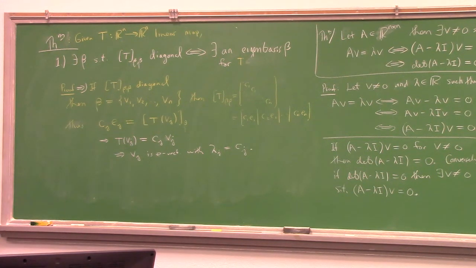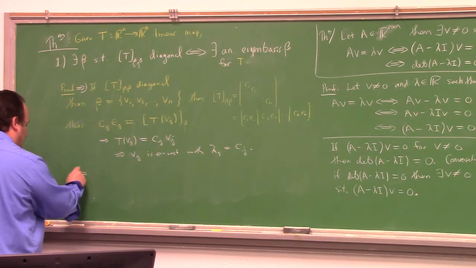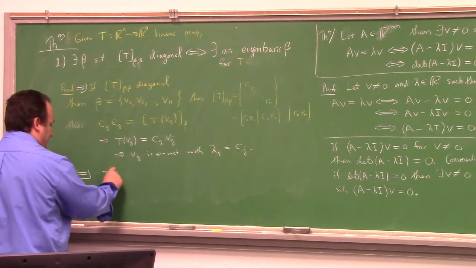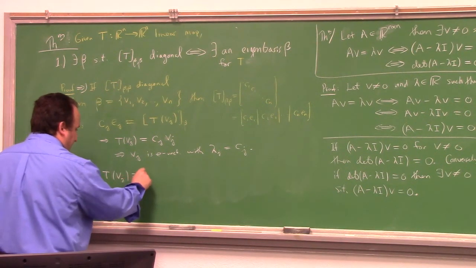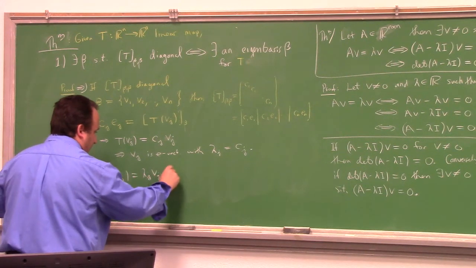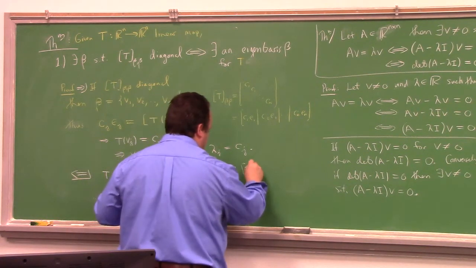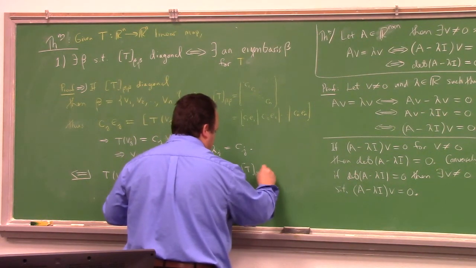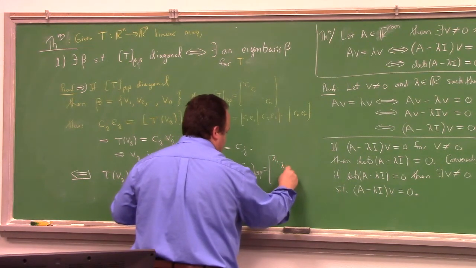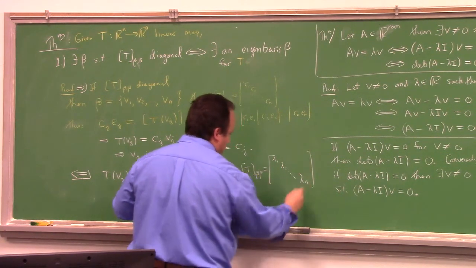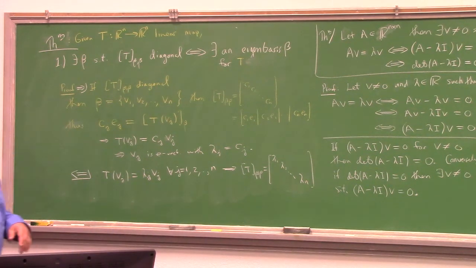And then, of course, the other direction is almost the same thing. If you have T of vj equal to lambda j vj for all j equals 1, 2, through n, then that implies that the matrix of T with respect to the beta basis is in fact equal to diag(lambda 1, lambda 2, ..., lambda n), by the sort of calculations we've just been doing, which is to say that it's diagonal. All right? So existence of an eigenbasis if and only if the linear transformation is diagonalizable.